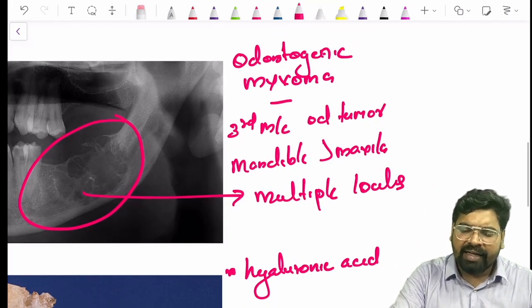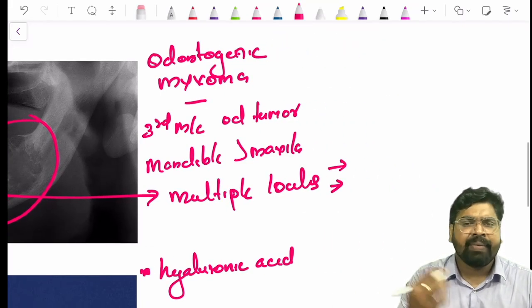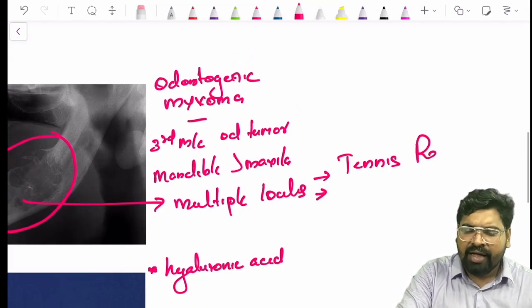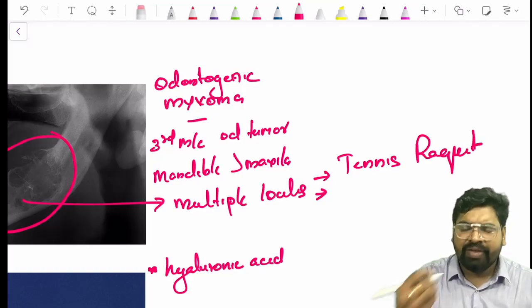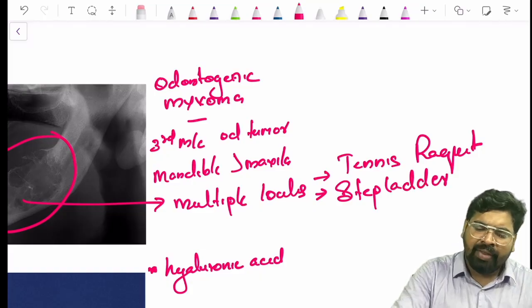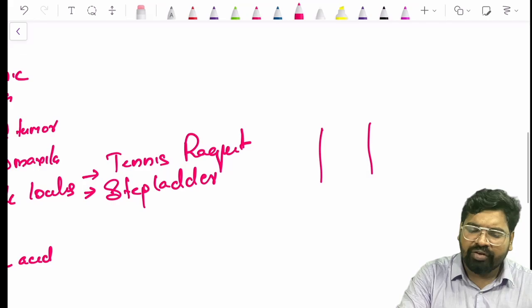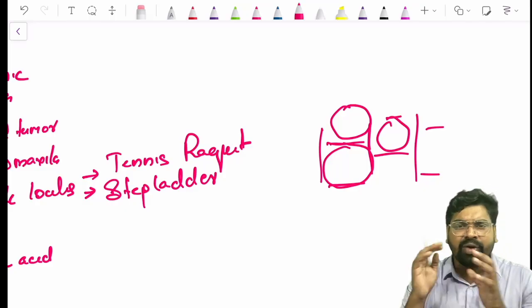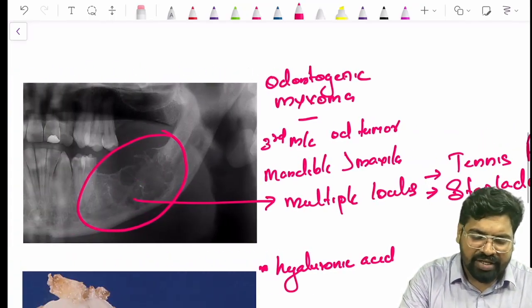That appearance has a particular name. It is called the tennis racket pattern, or step ladder pattern. Step ladder means it is having locules of radiolucency. There is a radio opaque region here, then comes a trabecular portion, then again a radio opaque lesion. So it is looking like a tennis racket. Can you appreciate it here?